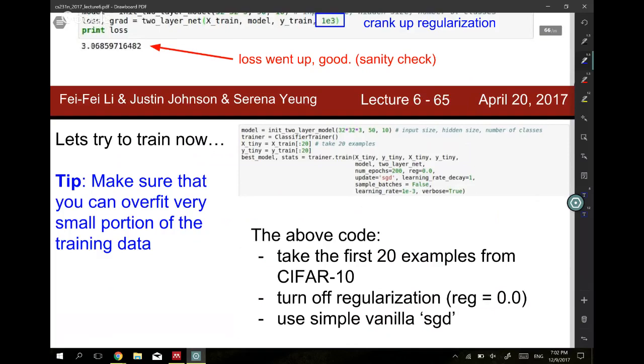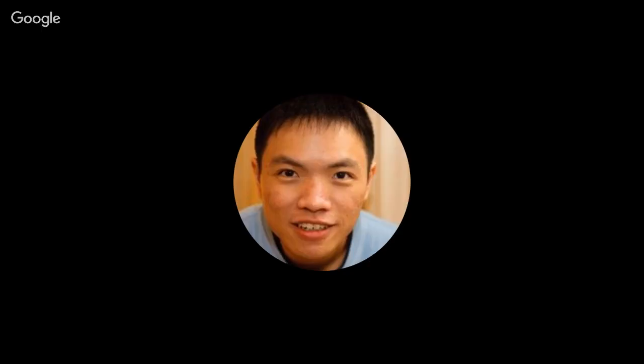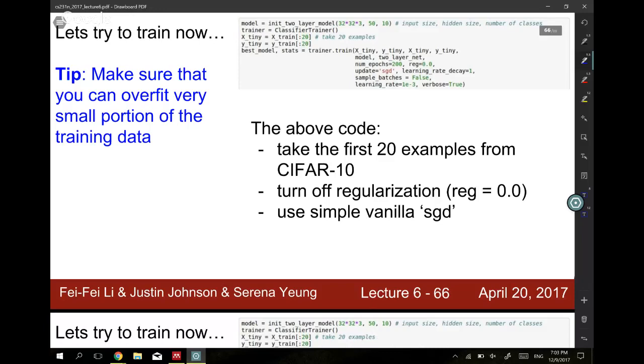Then when you start training, the recommendation is to try it on a very small portion of the data, and don't use more complex optimizers. Start with simple stochastic gradient descent and try to get your loss to 0, or whatever your baseline loss is, or I guess your accuracy to 1.